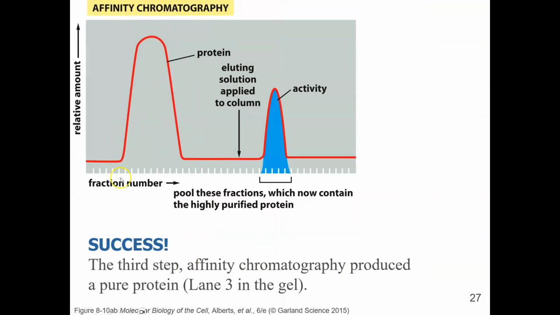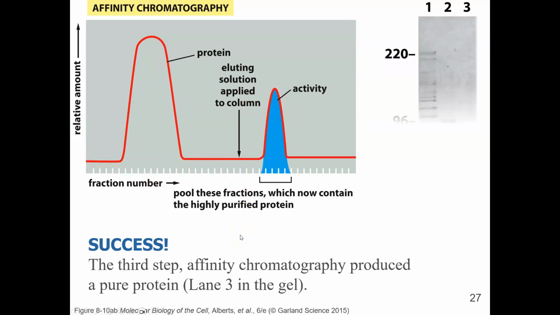And then now I load them on an affinity column, and I have a ligand that's specific for this protein. And all of the proteins that are left that don't bind to the ligand come first. And you can see when I do my enzyme assay, I have a pure protein.